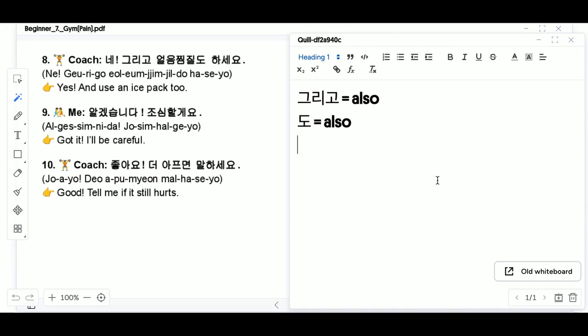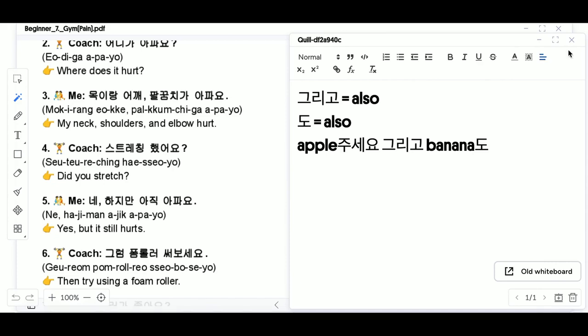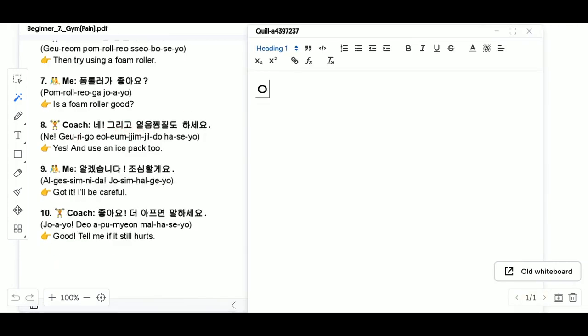For example, let's have an easier example of it. Apple 주세요. 그리고 and, like furthermore, 바나나도 주세요. So please give me apple and additionally banana. 그리고 is also, and so if we change number 8 into English, like also blah blah blah, which is 얼음찜질, no, also please do blah blah blah additionally. So basically, there are two types of doubling, like also and additionally, right?